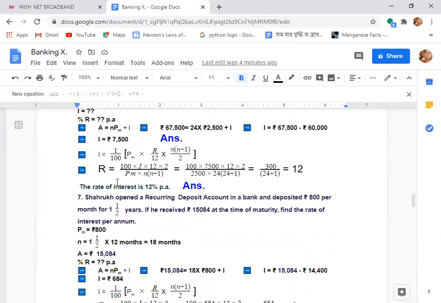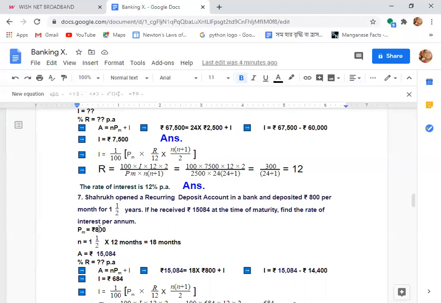Then I hope you can do it. It is a simple sum. And number 7, Saruk opened a recurring deposit account in a bank and deposited rupees 800 per month for a period. Just they are changing these values, nothing else. So here the number of years changed. In the previous case, it was 1 year. Now it is 1.5 years. 1.5 years means 18 months.